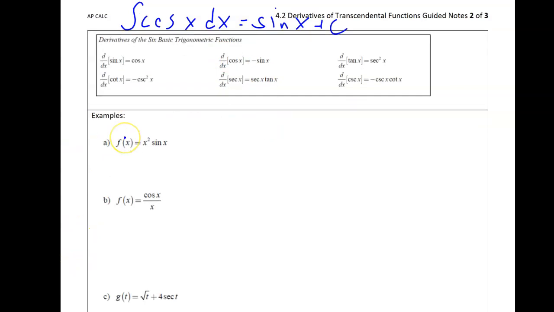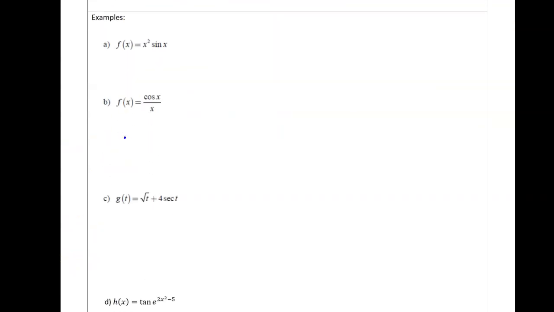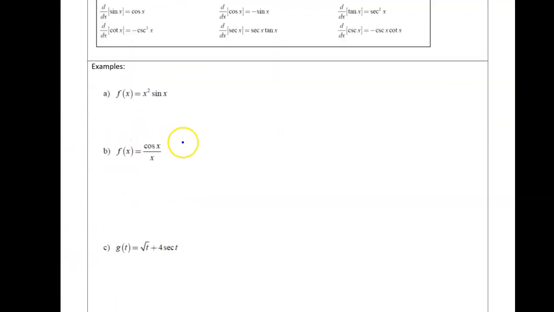Now, as we look at these rules and practice them, we're going to use some more complicated functions to practice more complicated derivatives. I want to start with letter C first, because C is the easiest one. C, we're doing g prime of t. And notice we have two functions together. We're adding them. It's not a function within a function. It's not chain rule, product rule, or anything. We're just adding them, so we can just do them separately.